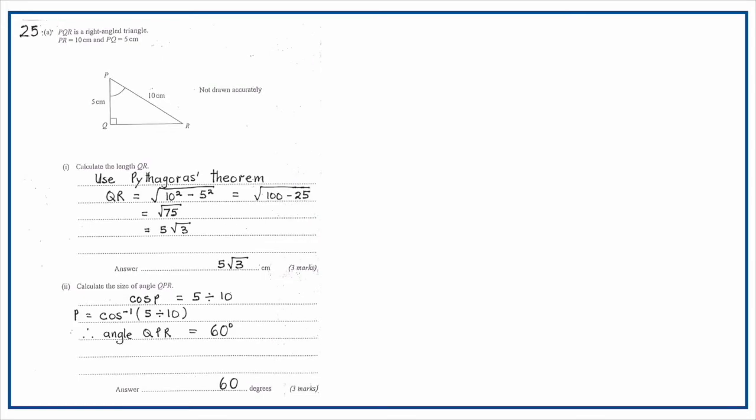QR equals the square root of 10 squared minus 5 squared. 10 squared is 100. 5 squared is 25. The square root of 100 minus 25 equals the square root of 75. The square root of 75 in surd form is 5 root 3, because it's the square root of 25 times root of 3, which is 5 root 3. So the answer in surd form is 5 root 3 centimeters.